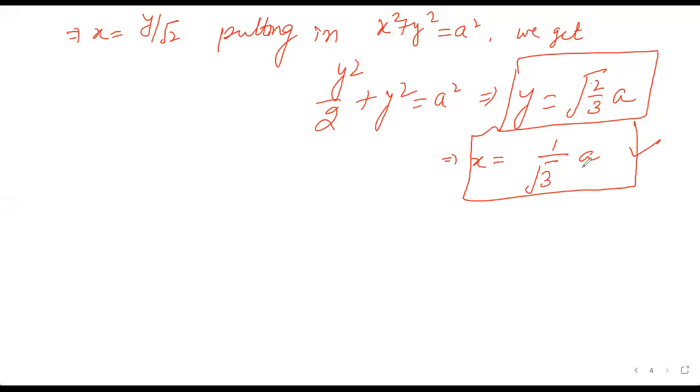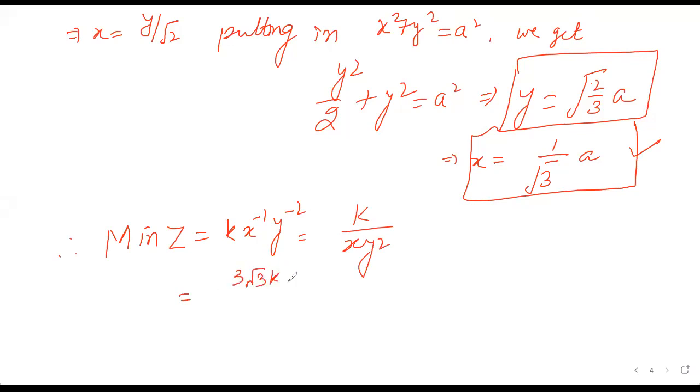Here the points that come out directly, that will be the points which will minimize the function directly. Okay. So hence this is the point and minimum z is how much? What was the value? Your function was k x inverse y minus 2. That means you can say k upon x and y square. So how much is it coming? Putting the value, it is coming 3 root 3 k upon twice a cube. So it is the value, the minimum value of the function. Okay.